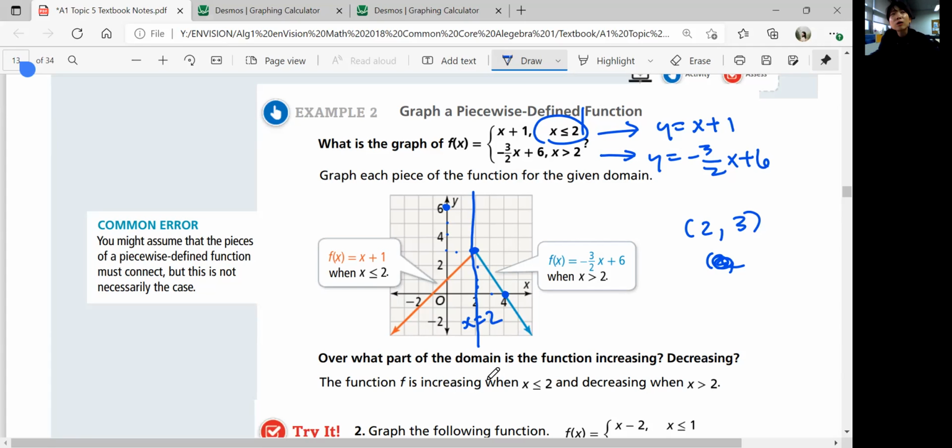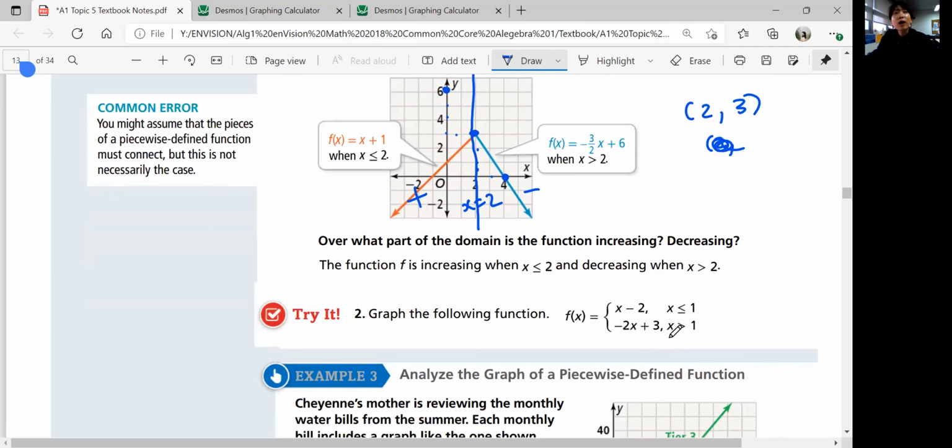And how do you know in the domain if the function is increasing or decreasing? You need to look at the slope. Slope for the first equation is positive 1. Slope for the second equation is negative 3 over 2. If you have a positive slope, you have an increasing function. That's a positive slope. That is a negative slope. So that's increasing until x is equal to 2. And then from x is equal to 2, graph is decreasing. Okay?